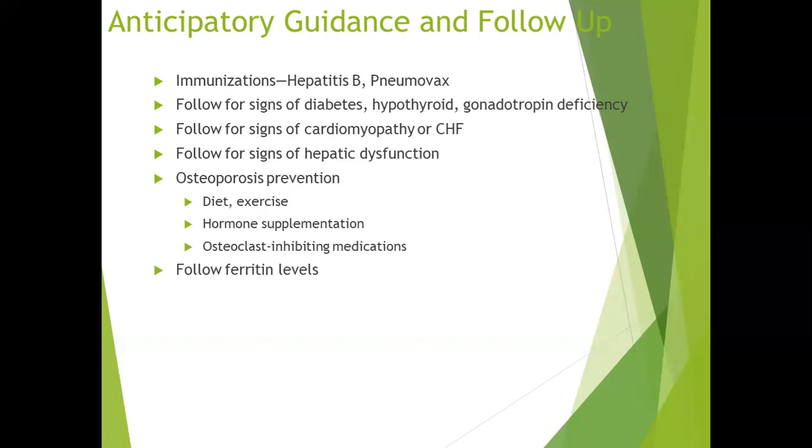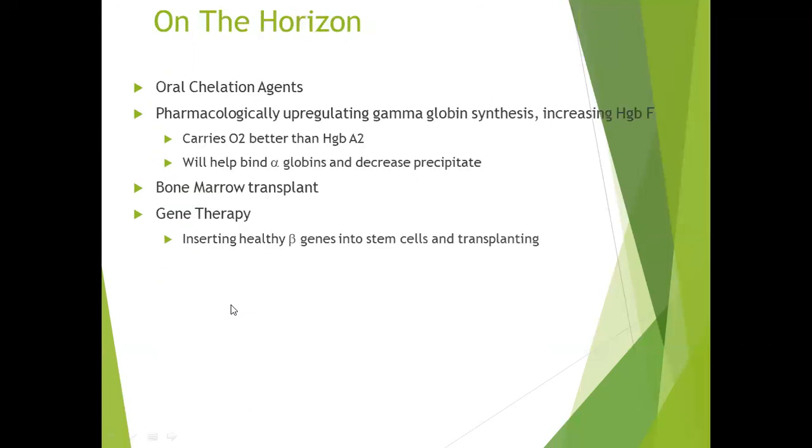Follow for signs of cardiomyopathy. Follow for signs of hepatic dysfunction because of iron overload. Osteoporosis prevention. It's more in adolescent children, more than 20 years or more than 18 years, 16 years. So you need to improve their diet, exercise, hormone supplementation, but in later stages. And ferritin levels. You need to check for the ferritin levels.